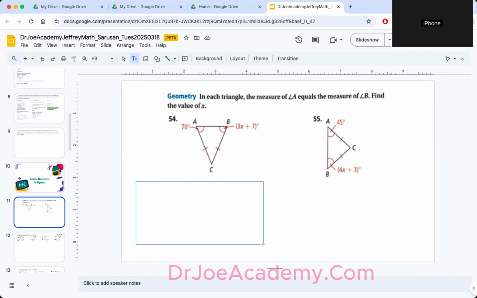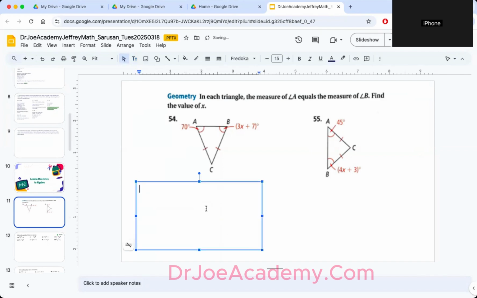Let's do the first triangle here. So angles A and B are the same? Yep. Okay, if they're both the same, that means it's 63. So what times 3 equals 63? Oh, 21? So x equals 21 then? Sure. How did you get there?